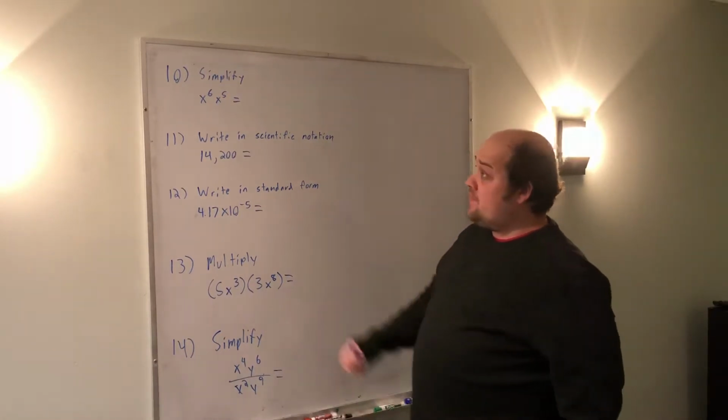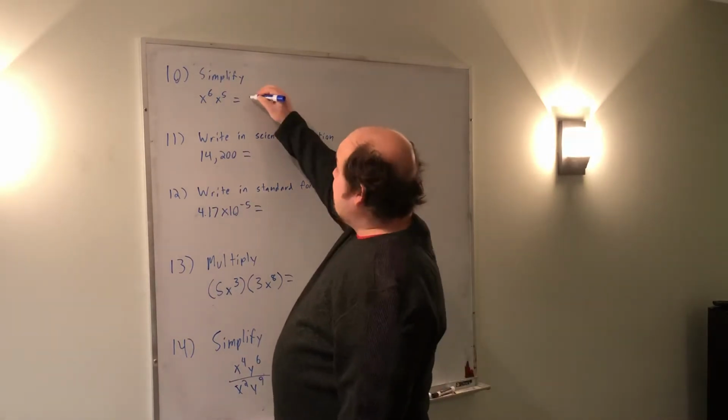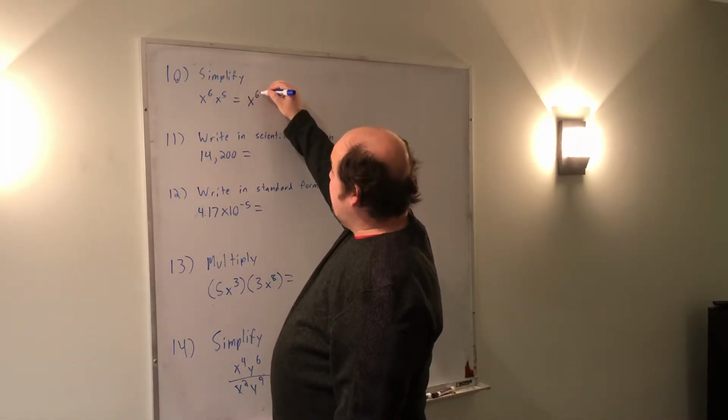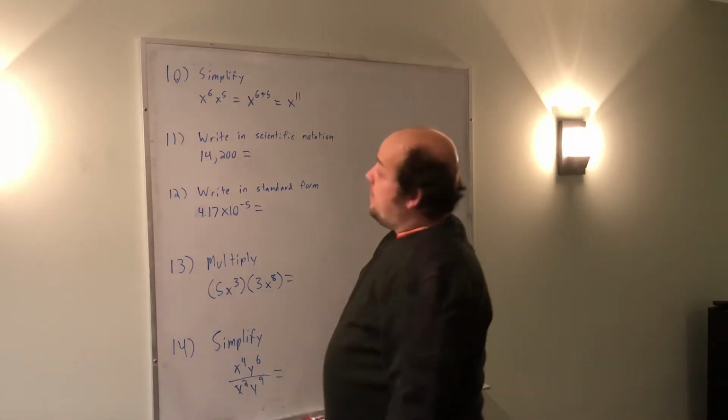Basically here what I have is one power of x times another power of x. The rule for that is that I add the powers, so it becomes x to the 6 plus 5. So my final answer here would be x to the 11th.